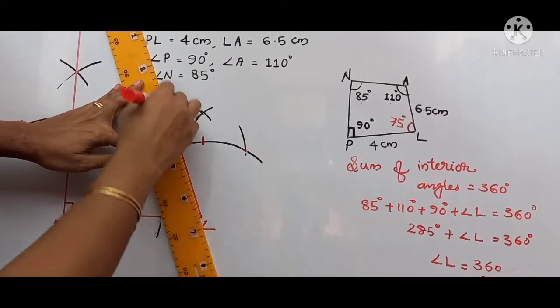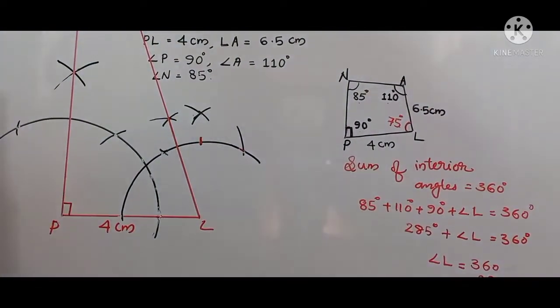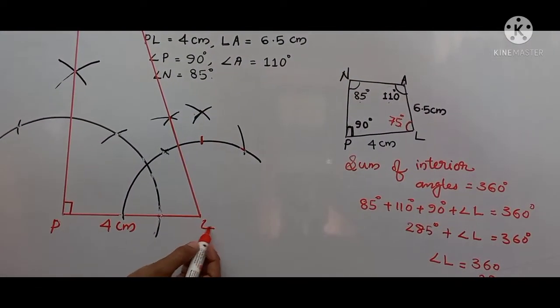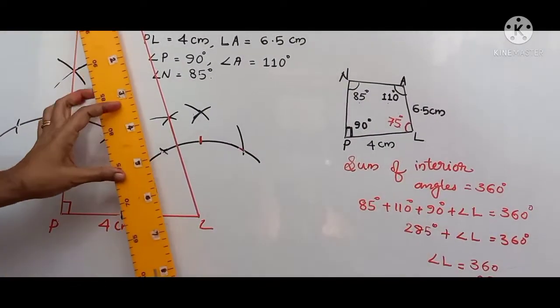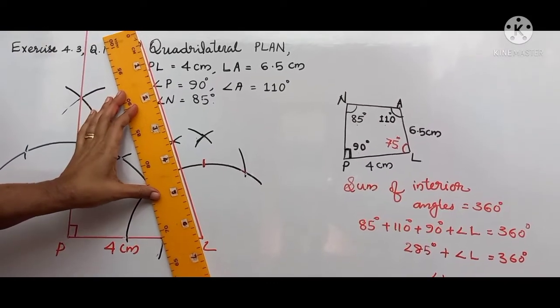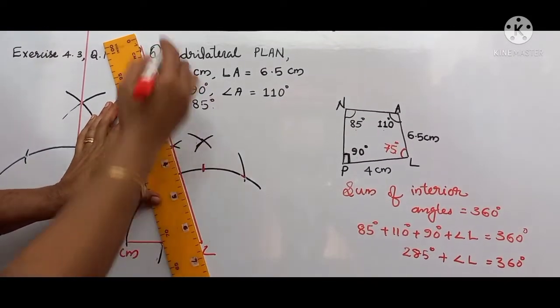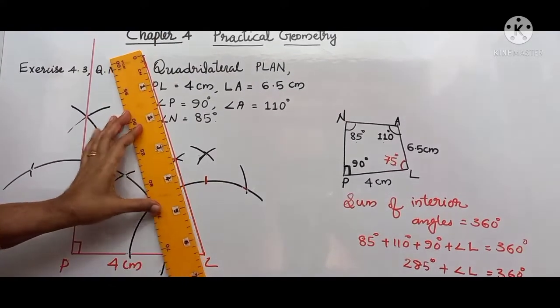Whenever we are joining, just extend that line, and here we need 6.5 centimeter. So from L, A is 6.5 centimeter away. So we have to measure 6.5 using a ruler and mark that point. Here it is. This is the point A.